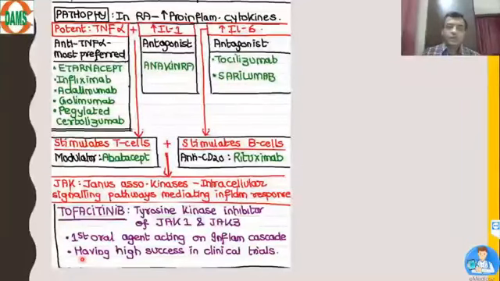So basic slide, just look at it from the top. So the first step from pathology, try to recall from pathology. Once you have written it down, read it with me. Okay, in RA, increased pro-inflammatory cytokine is there. Anti-TNF alpha are preferred. If they don't help, you can try anakinra, anti-interleukin 1. Interleukin 6 antagonist can be tried.